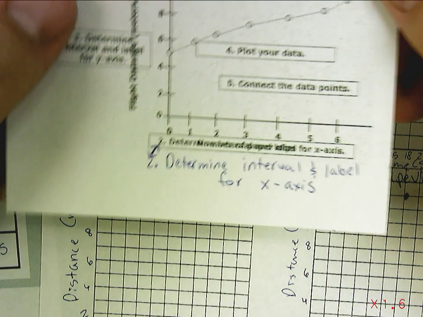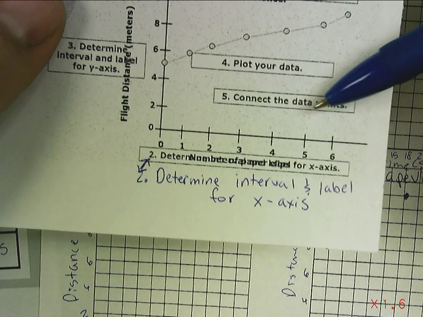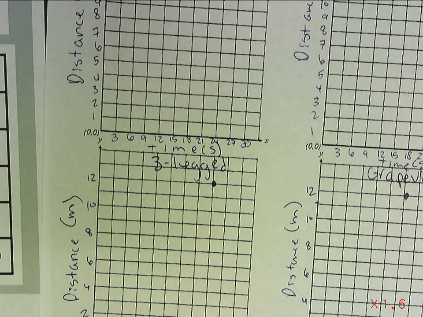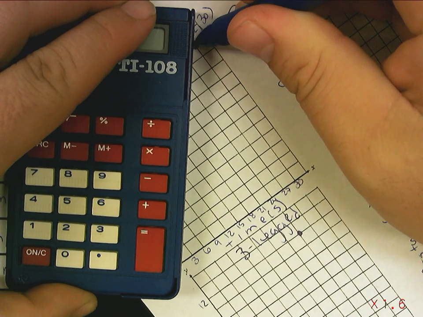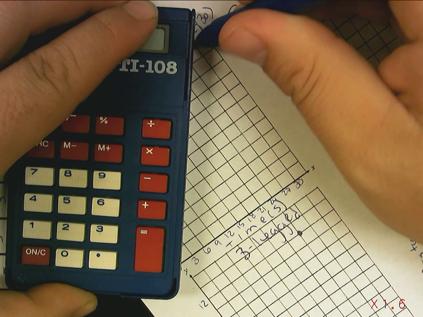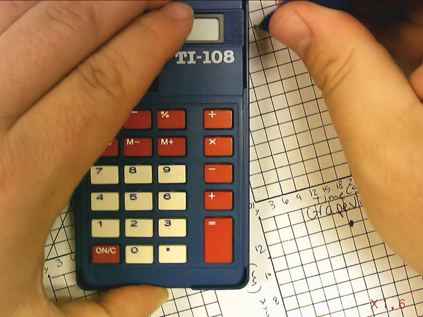All right, so now we're moving on to step 5, which says connect the data points. You can use a straight edge, like your folder or the edge of the calculator. I find the calculator works pretty slick since we already have it. And you run it from 0, 0, because that's where we started. We started at 0 meters and 0 seconds, started the timer, and we walked. Okay, so you do that for each of them.